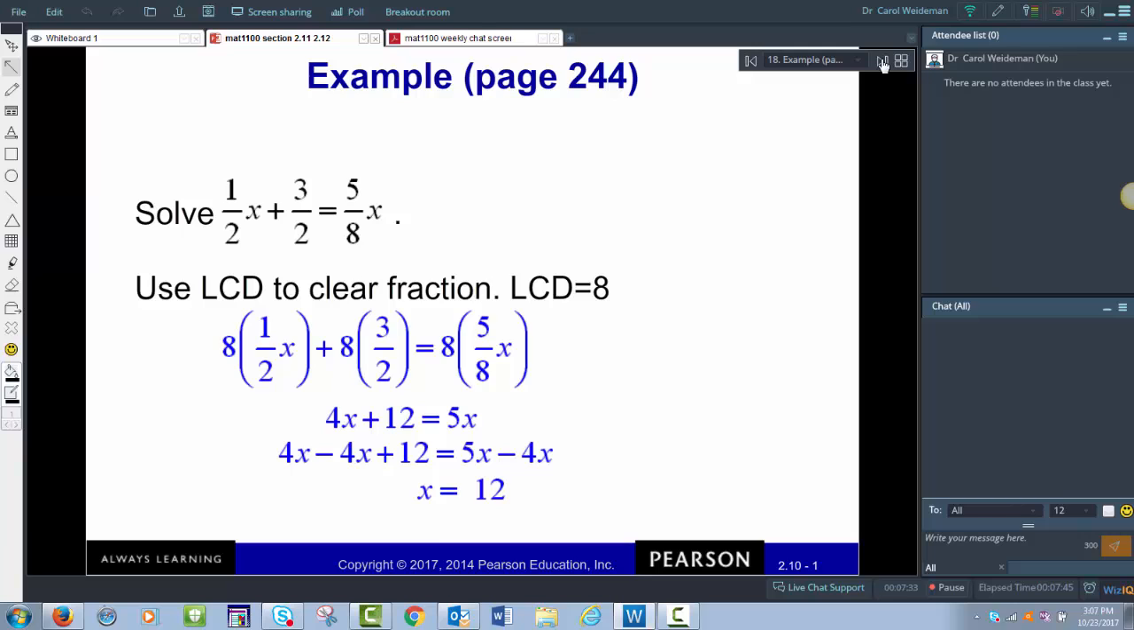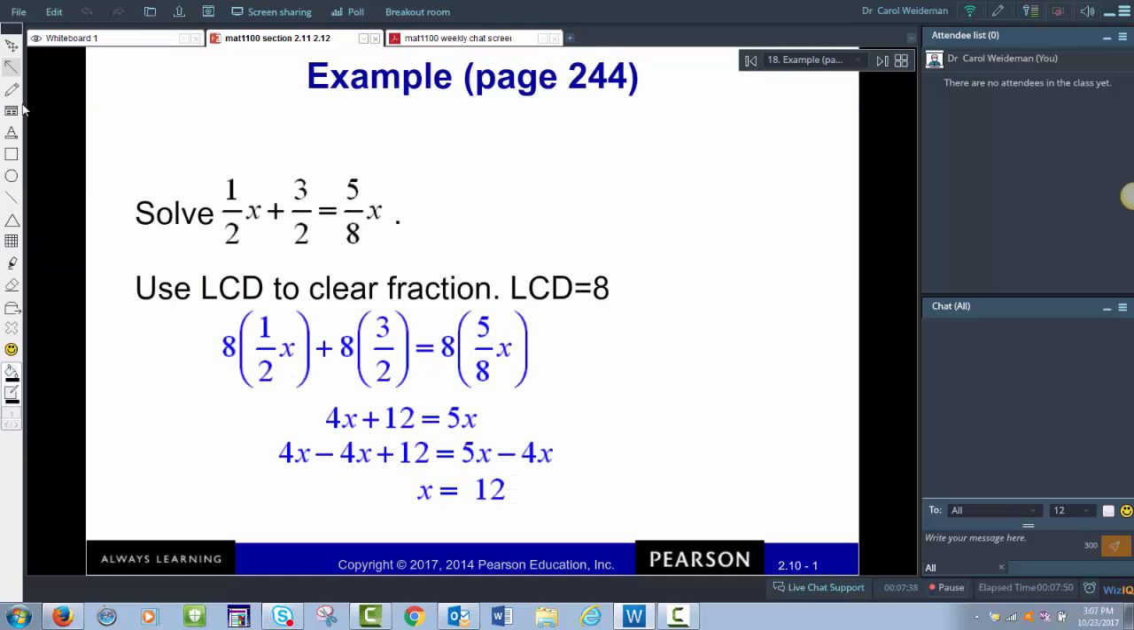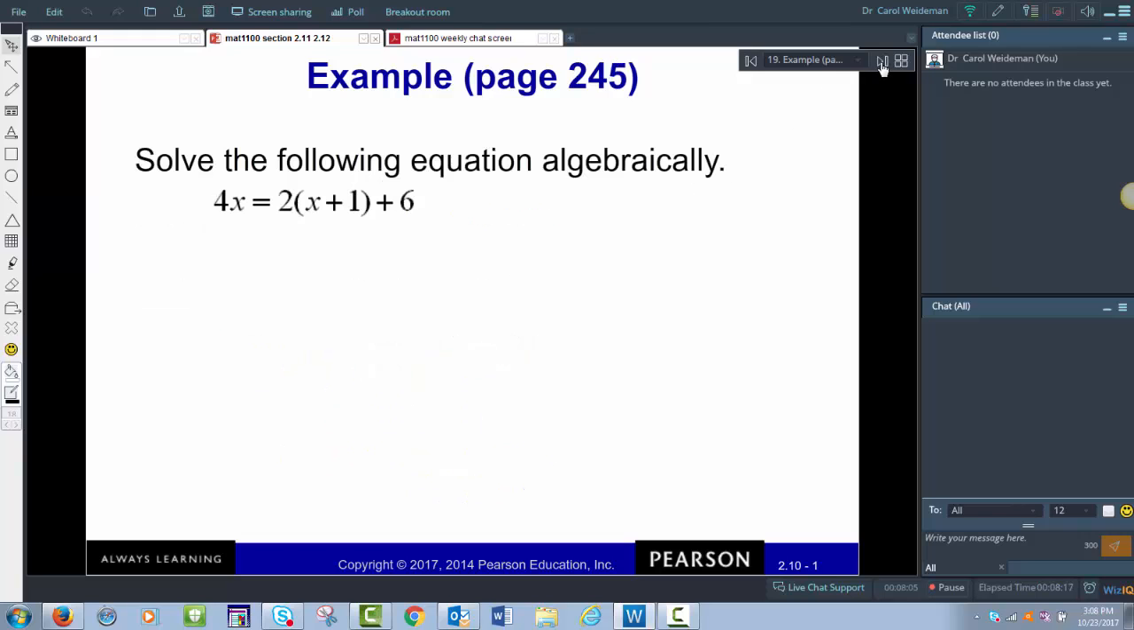And I can go ahead and check this in the original equation. I don't think I did it yet. Let's go back to the original equation and check it. We'll let x equal 12. So first I have 1/2 of 12 is 6, plus 3/2. Does that equal 5/8 times 12? If I simplify, this comes out to be 7.5, and on this side we have 5 times 12 is 60, divided by 8, the same thing, 7.5, so it checks.